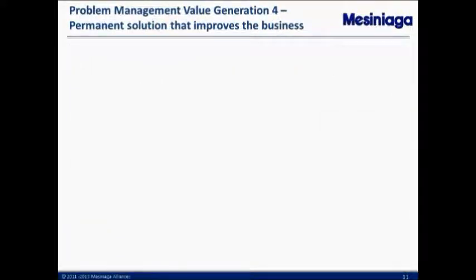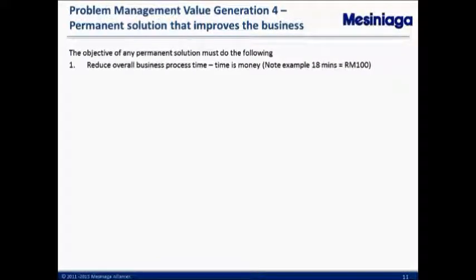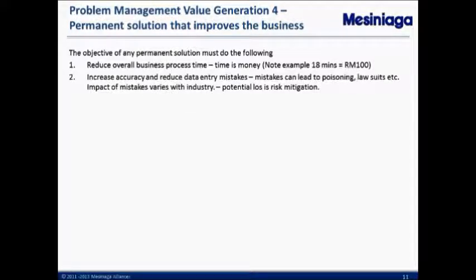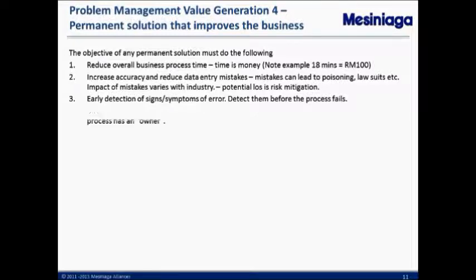Alright, now we go on to problem management. I'm going to give you elements that make up a good problem management solution. Remember, every incident that is beyond 18 minutes is about 100 ringgit. It needs to increase accuracy and reduce data entry mistakes. A good problem management solution also will be able to detect symptoms of potential incidents very early on. For example, if suddenly your incident shows a number of customers complaining about slowdown of the IT system, that's usually a sign that it's about to fail and we need to do preventive actions immediately.